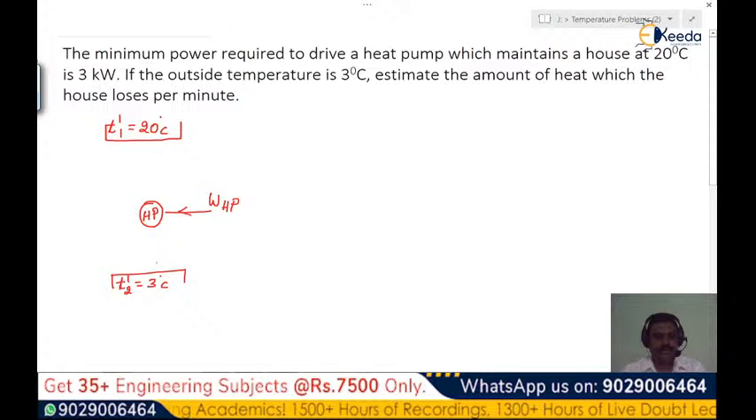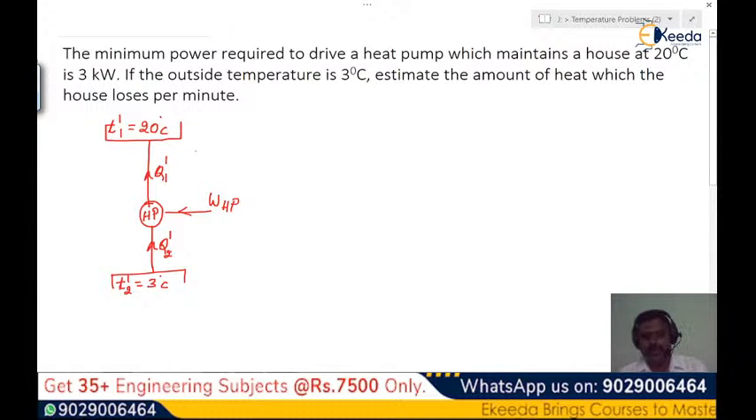So this heat pump receives Q2 dash amount of heat from the sink or atmosphere, and pumps Q1 dash amount of heat to the room which is maintained at a temperature of 20 degrees Celsius. Here we should find out the amount of heat which the house loses per minute.